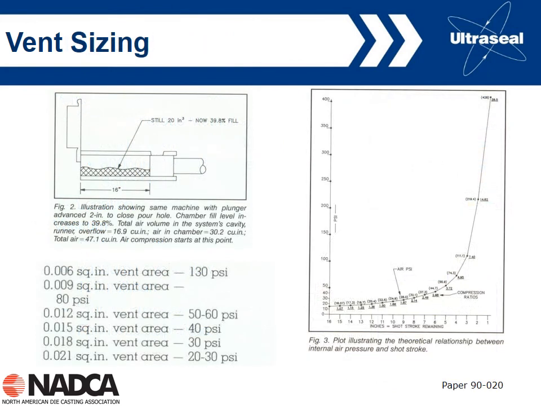Here's a little bit more information about venting in terms of the vent size and its impact upon pressure in the cavity. This is from a NADCA paper again from 1990. And so what we're looking at here is the vent size in square inches. And what we're seeing is as the vent size increases, the pressure in the cavity decreases. And so therefore we're building less pressure, and what we're showing is it's easier to get the air out of the cavity. And so again, it's really critical to make sure that we have adequate vent sizing.